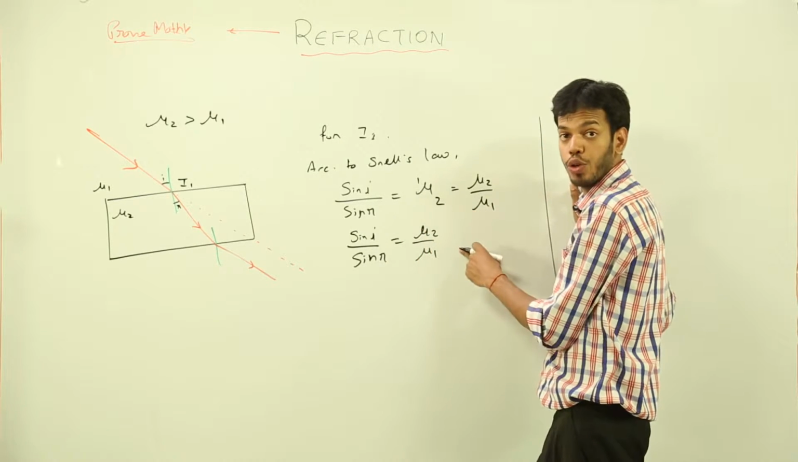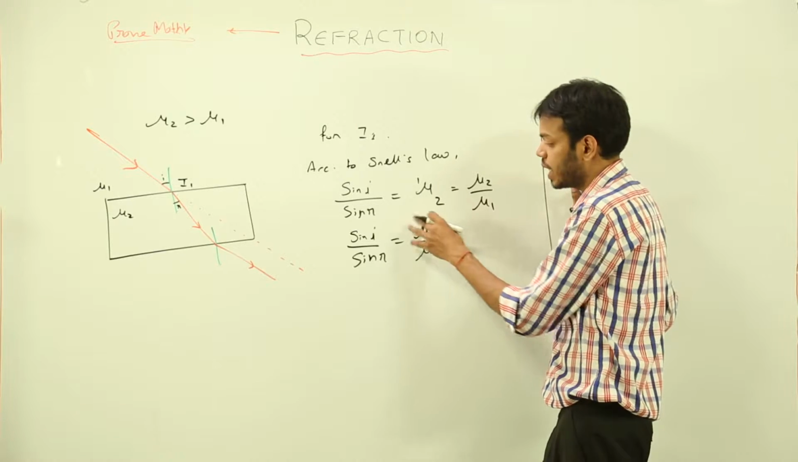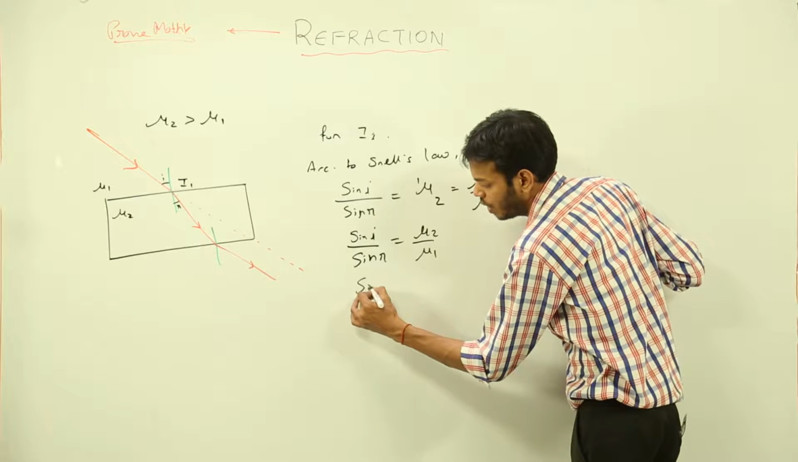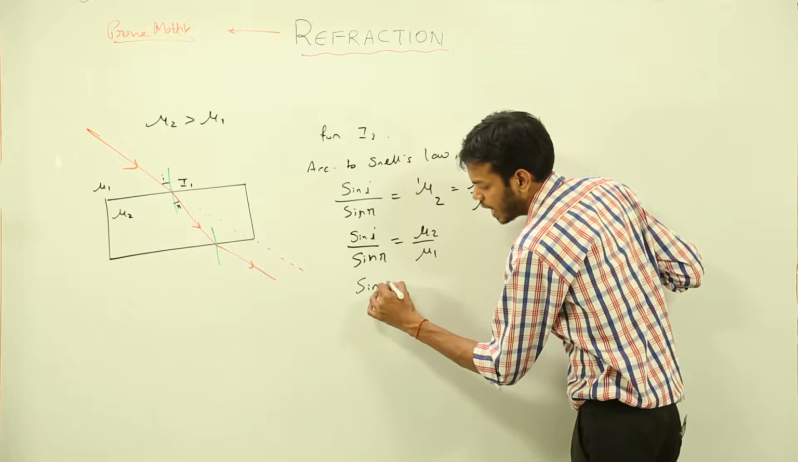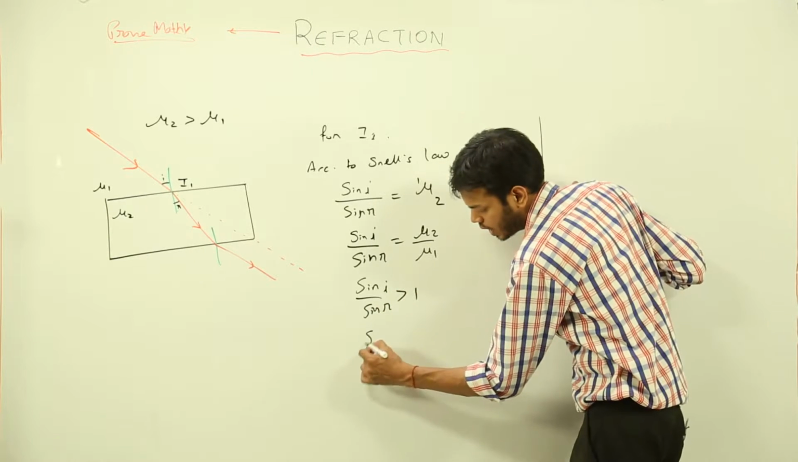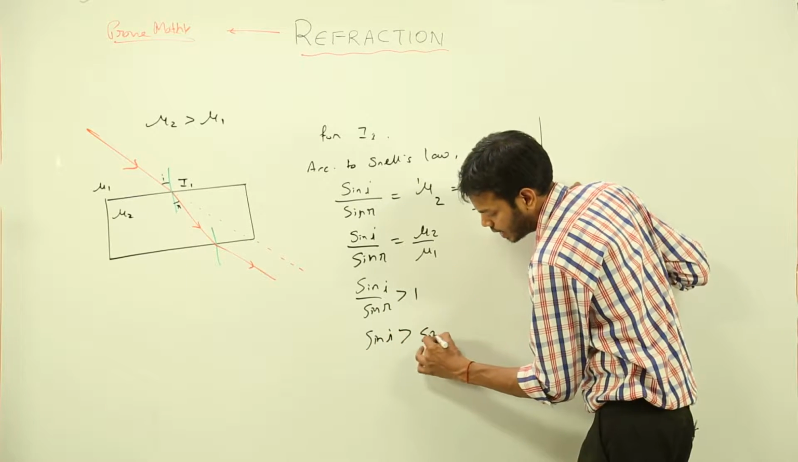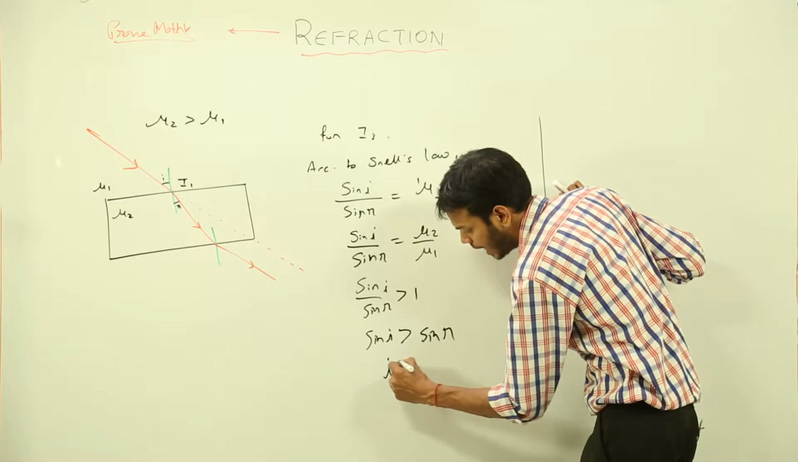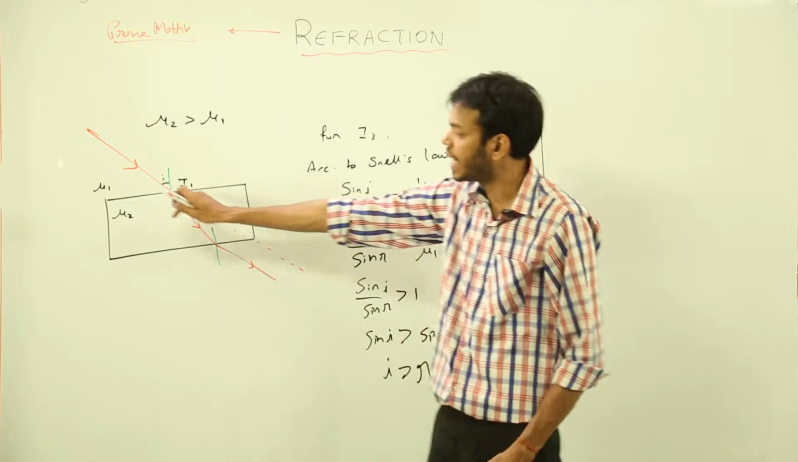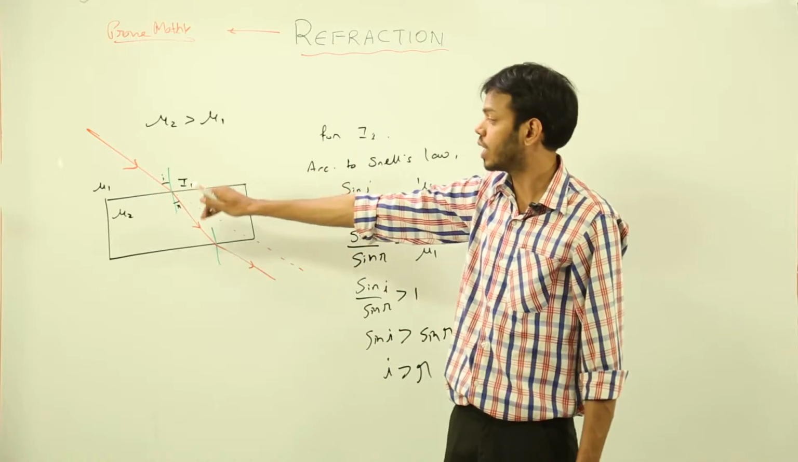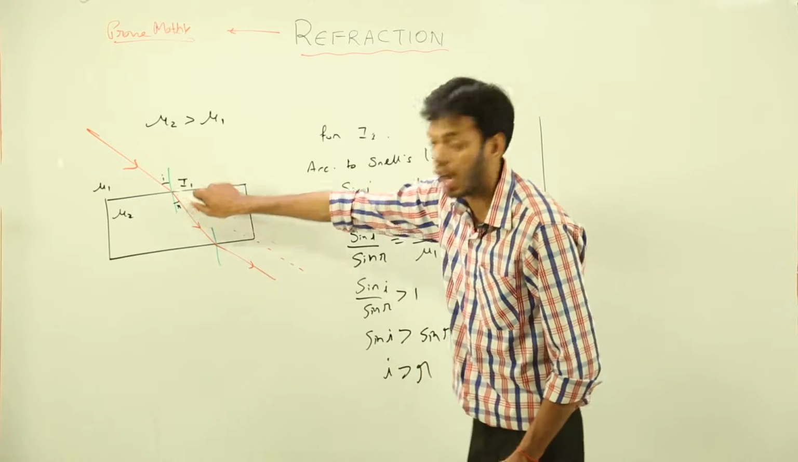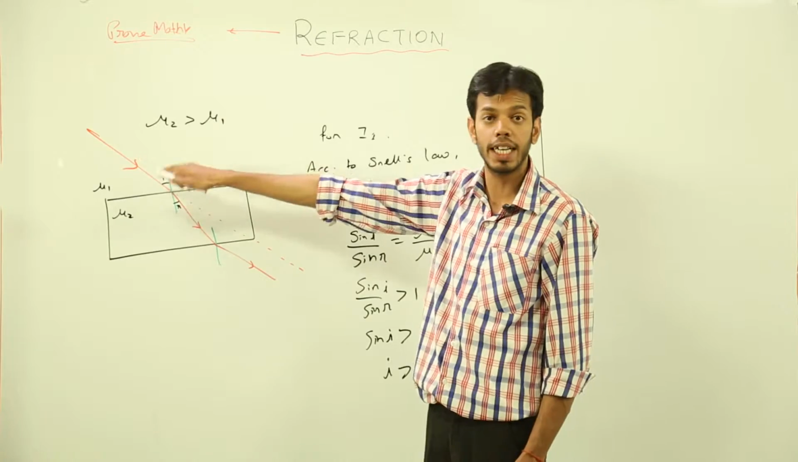Which one is greater out of mu2 and mu1? mu2 is greater than mu1, that means the division will be greater than 1. So here we'll use the inequality. Sine I upon sine R is greater than 1. That means sine I is greater than sine R, and that means what? I is greater than R. So if R is less than I, that automatically means that light has bent towards the normal, not away, because if it had been away, the angle R would have been greater than I, right?